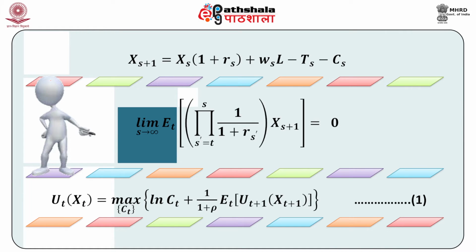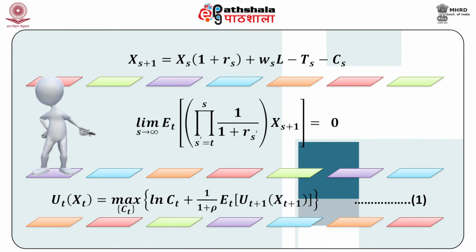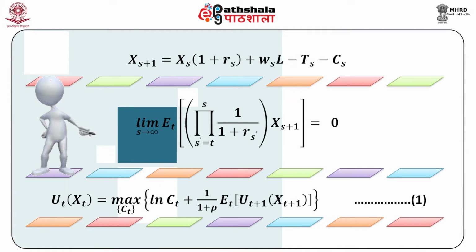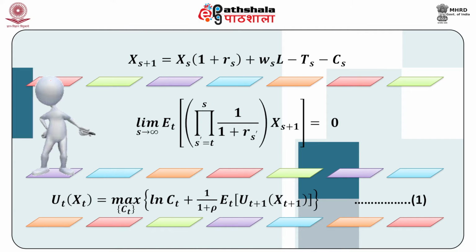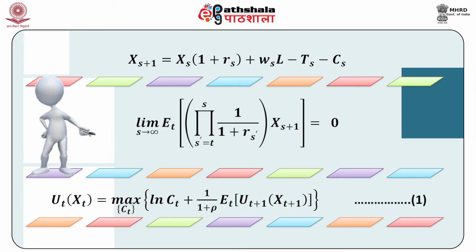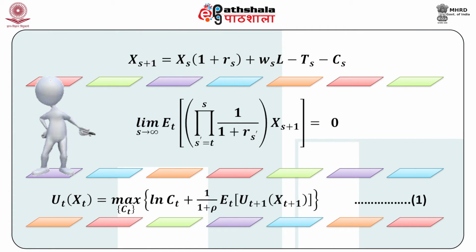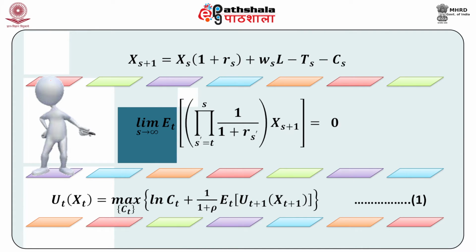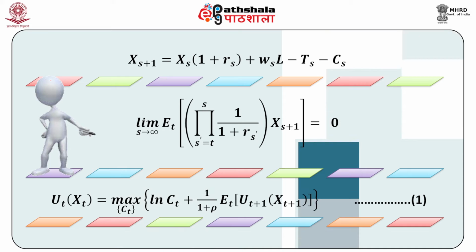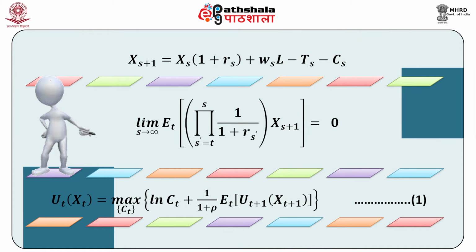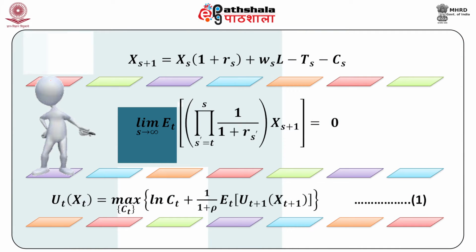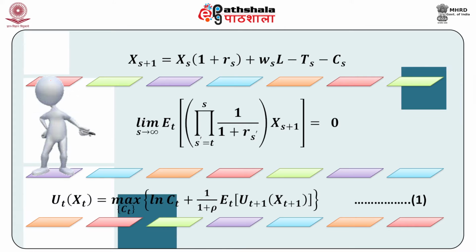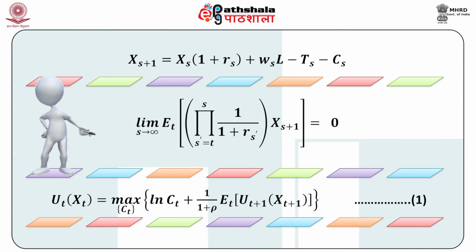Including tax payments as a lump sum amount T_s, the budget constraint of the household can be written as x_(s+1) is equal to x_s times (1 plus r_s) plus w_s times l minus T_s minus c_s, assuming that the households do not incur ever increasing debts. Therefore, over the infinitely long horizon, the present discounted value of the household's assets must be zero, termed as the transversality condition, which is the limit of E_t of the product of 1 upon (1 plus r_s dash), where s dash varies from t to s, multiplied with x_(s+1), must be equal to 0.